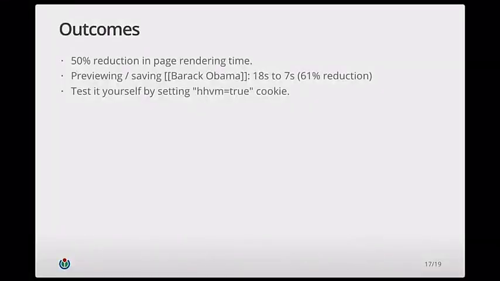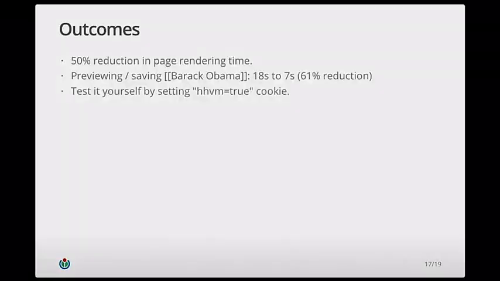So, outcomes. This is where, unfortunately, some of the slides that I had are gone, but maybe I could just demo it to you. There is a 50% reduction in page rendering time across the board. We often use the Barack Obama article on English Wikipedia as a default test case for performance measurements because it's incredibly complicated. It uses many features of Wikitext and so on. And the median time it took to preview or render the page went from 18 seconds to 7 seconds, or a 61% reduction, which is amazing.